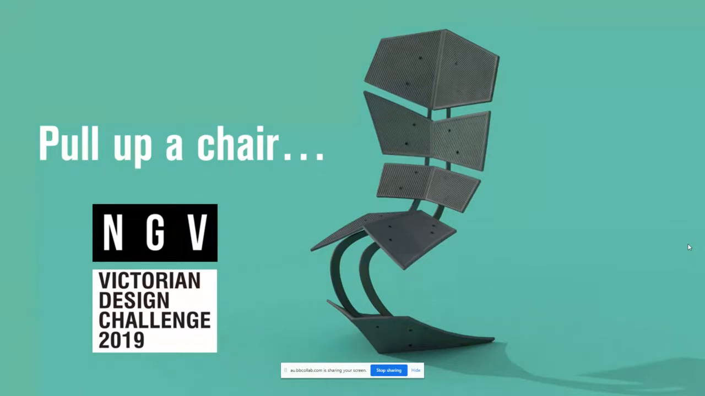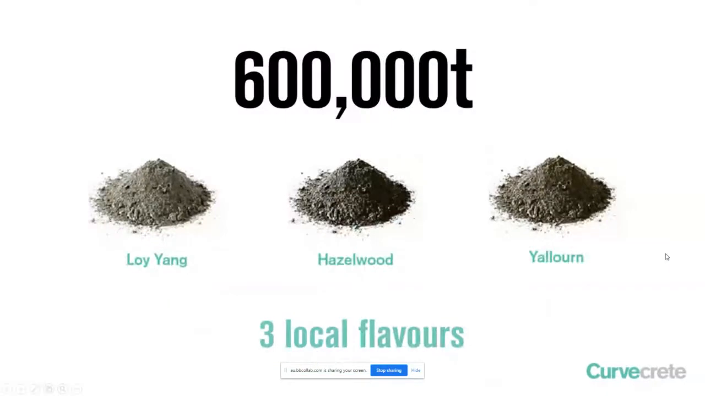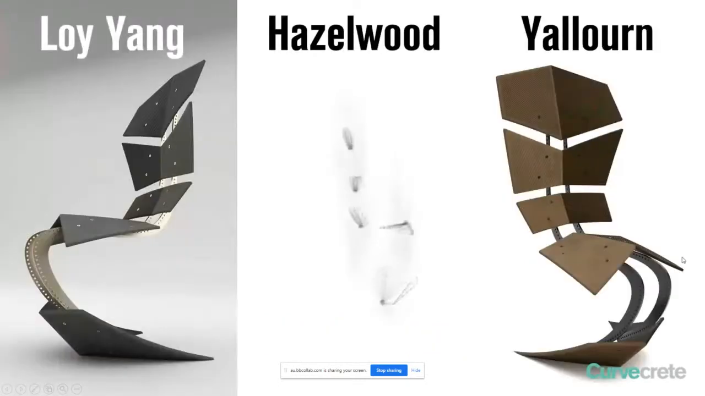So we thought we would design an industrial design product for a competition for the National Gallery Victoria, where we were a finalist and we came second. And it was all about using local sources of fly ash from the Latrobe Valley region, from the coal power plants Loy Yang, Hazelwood, and Yallourn, that create some really beautiful hues of concrete for us, of low carbon concrete.